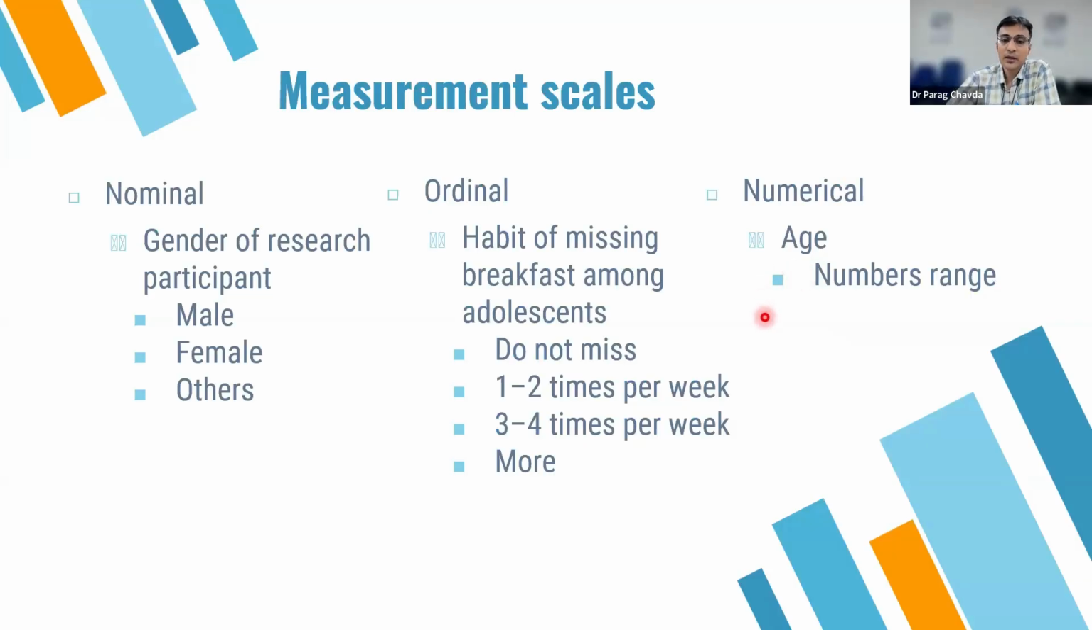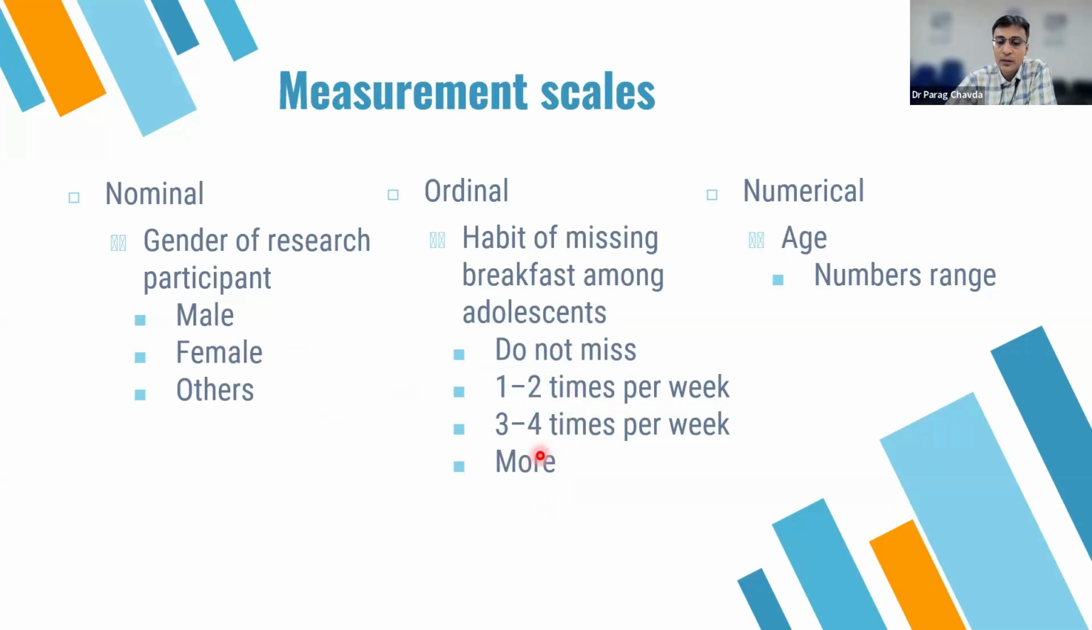The next important concept is measurement scale. For each of the questions in our study questionnaire, it would be good to identify the measurement scale on which we are collecting information. So let's very quickly understand the measurement scale. This comes from our basics of biostatistics. So nominal scale is, let's say, gender of the research participant. The categories are male, female, and others. Ordinal scale, the example is habit of missing breakfast among adolescents. So someone who does not miss, or one to two times per week, three to four times per week and more, right? So we see that there is a difference between these two examples.